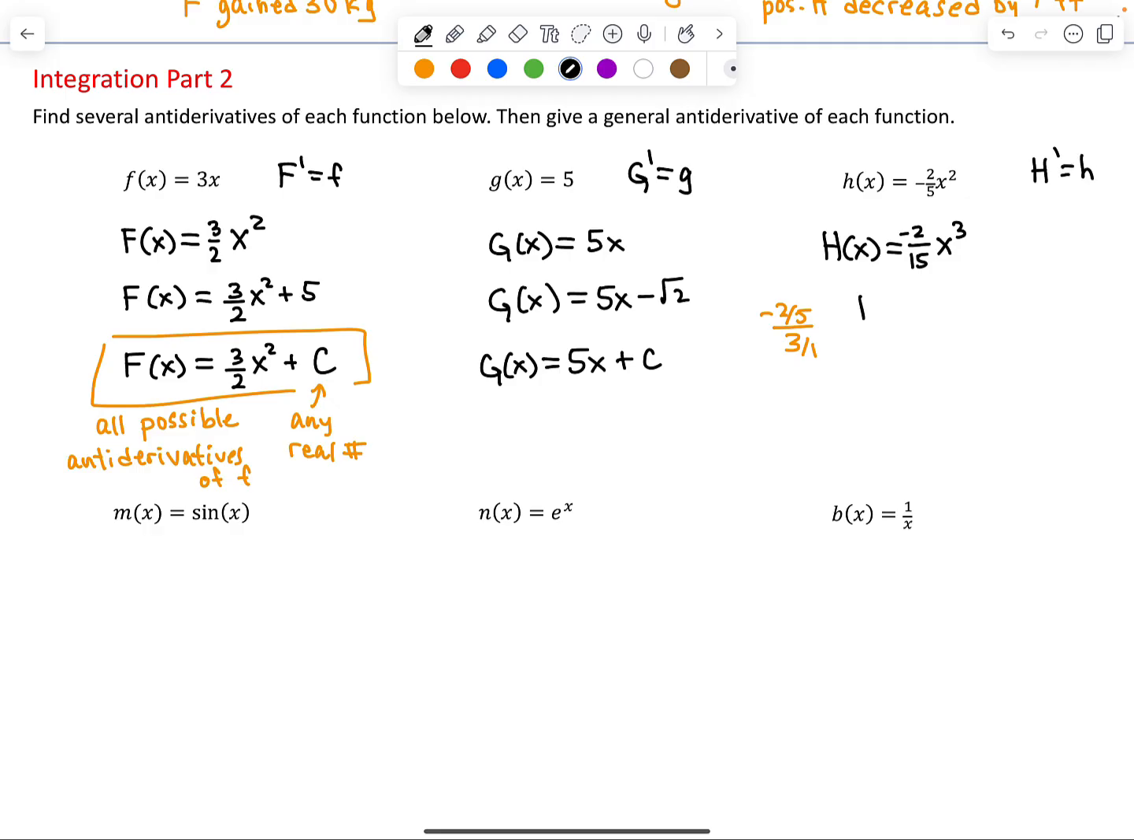But then, of course, we can give any such answer, add any constant you want, such as pi, or generally speaking, capital H will be equal to -2/15 of x cubed plus any constant.